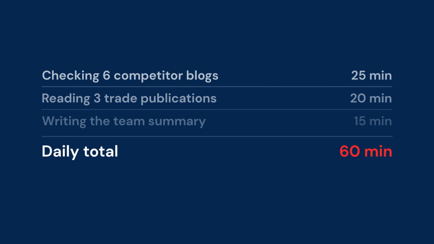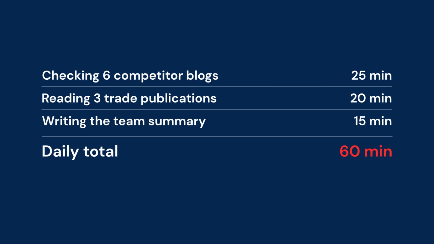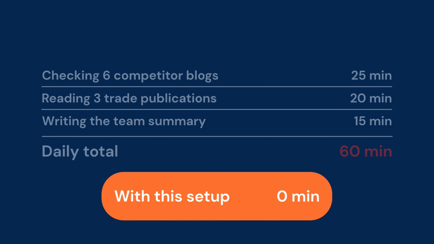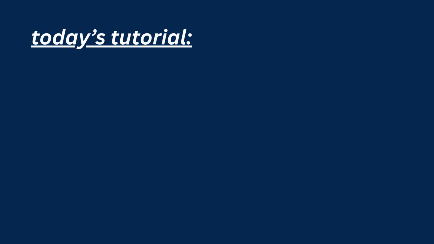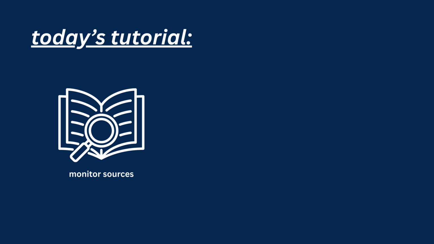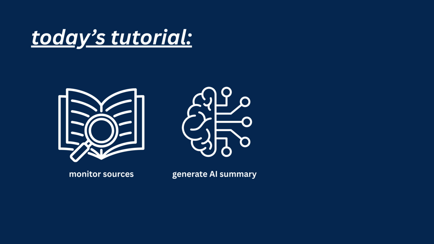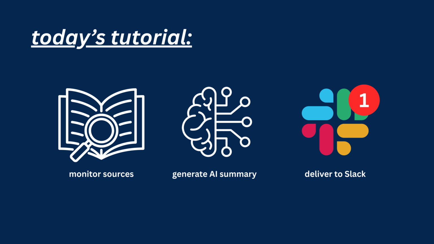Your team spends an hour every day on competitor research. Here's how to get that hour back. We're going to set up a system that tracks your competitors and industry sources, writes a single AI summary of everything that happened, and drops it into Slack automatically every morning before your team even opens their laptops. The tool is called RSS App, and the whole setup takes under 10 minutes.